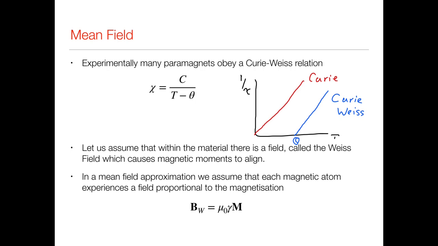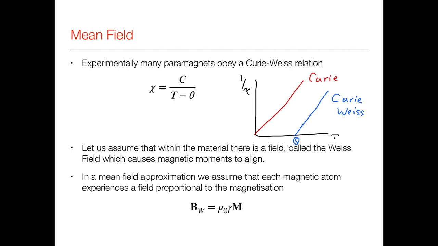Pierre Weiss was one of the first people to try to explain this, and he was working in 1907, pre the days of quantum mechanics. So he had no real idea what it was that was causing neighboring spins to want to align, but he just made a supposition. He said, let's imagine there's a field, which we now call the Weiss field, that causes magnetic moments to want to align.